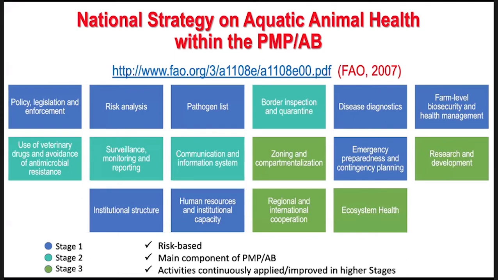This strategy is a very important part of the PMP, particularly in the very first step. The first draft of the strategy is required to progress from stage 1 to stage 2 of the PMP. And as you can see here on the slide, these are the 16 elements of the strategy, and they're progressively built upon as a country moves along the pathway. Whatever is accomplished in a previous stage is continuously applied and then improved upon in later stages.